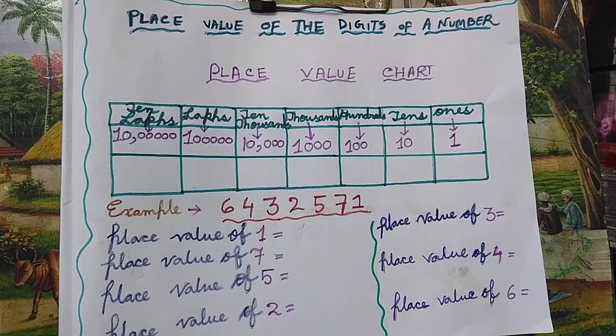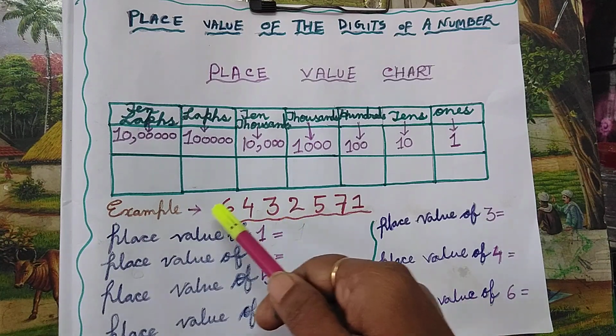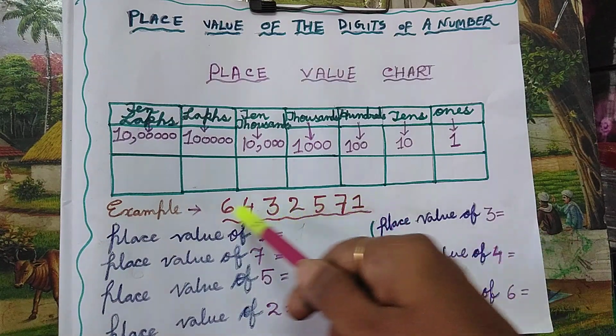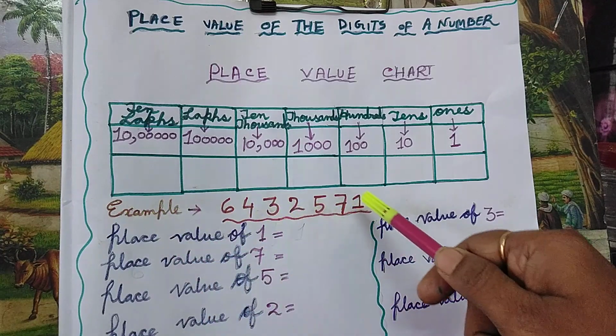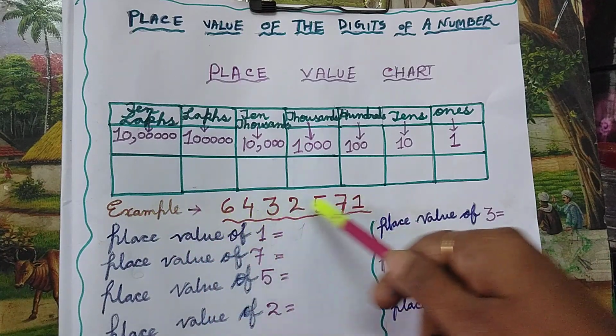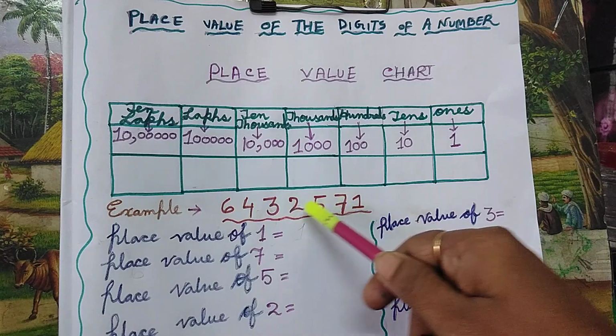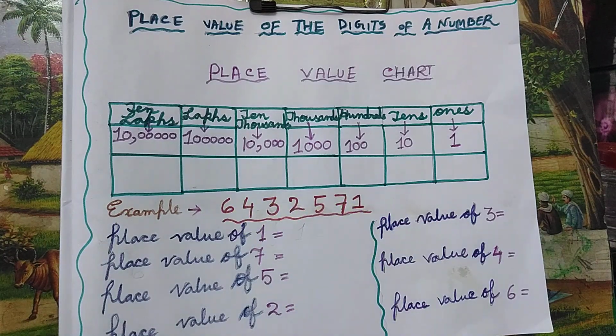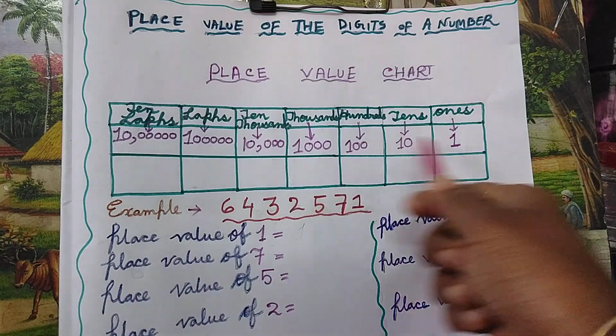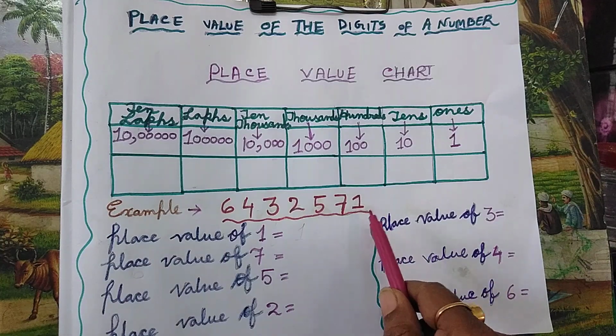Now we have to find out the place value of the following number. Okay, this is an example. We have to find out the place value of each digit of the following number. For that, first we have to place the digits in the following chart. Start from the right side.